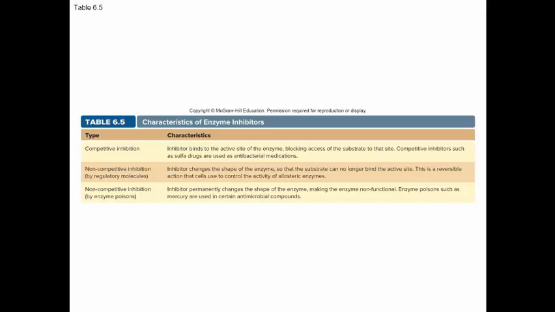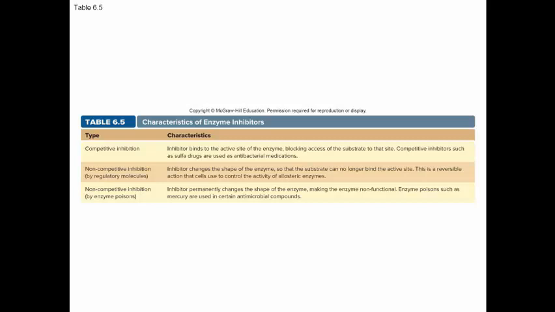Okay? The non-competitive inhibitor is usually a compound that binds to the allosteric site on the enzyme. And when it does this, it will flex the enzyme out of configuration, the active site will be distorted and rendered useless. And therefore, the enzyme is now rendered inactive. Okay?